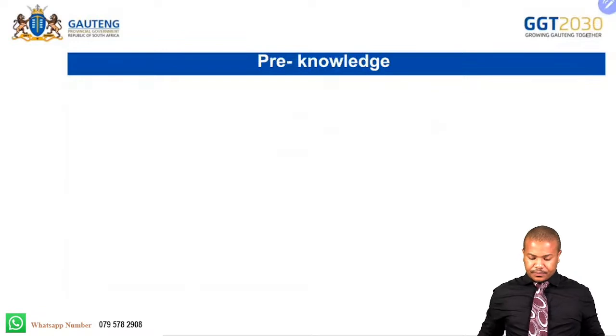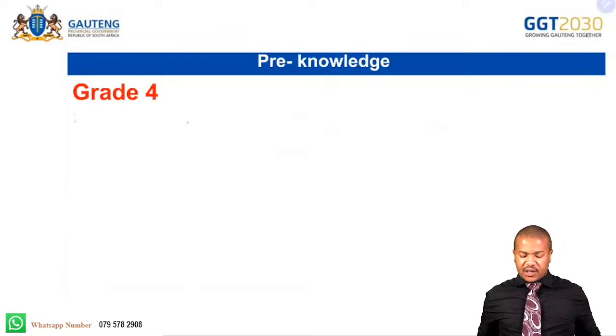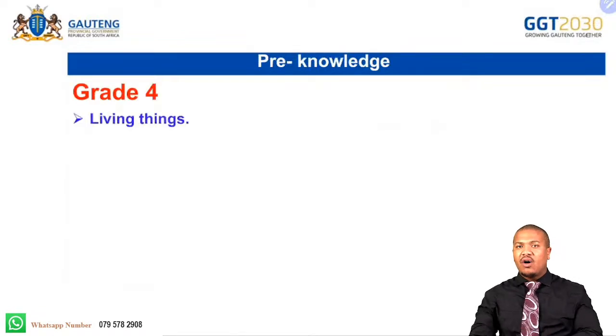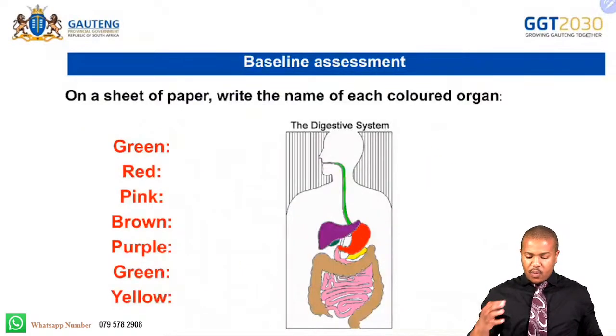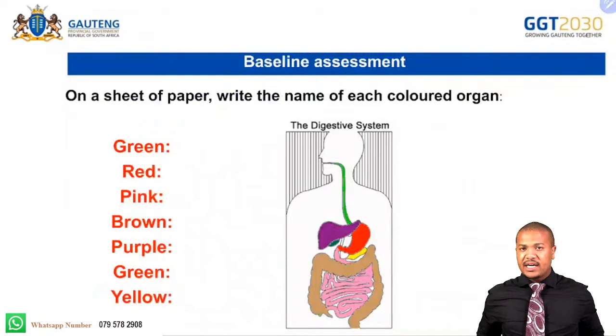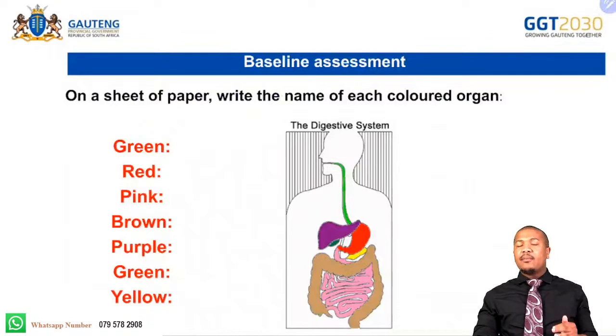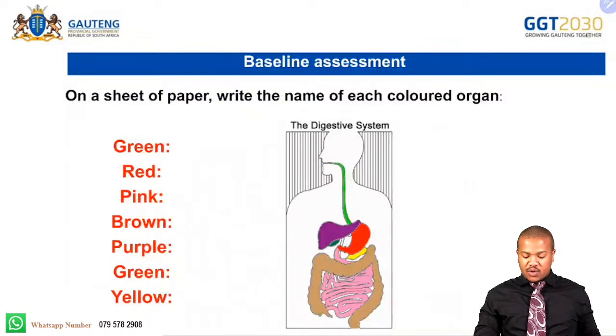Now, moving on. For our pre-knowledge, remember that in grade 4, we discussed the topic of living things. We said that living things are able to carry out the 7 life processes. Then we also have a baseline assessment. On a sheet of paper, write the name of each colored organ. Looking at this diagram here, you need to label it. I'm going to give you 5 minutes quickly to copy down and write down the answers.